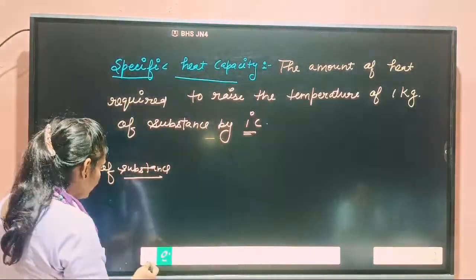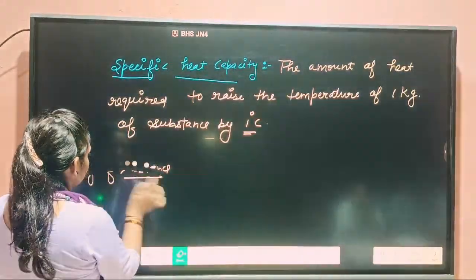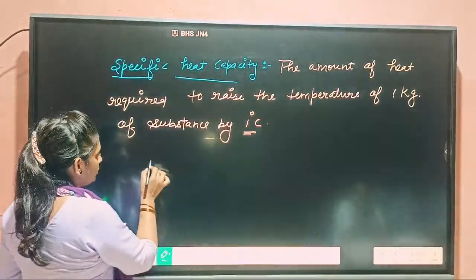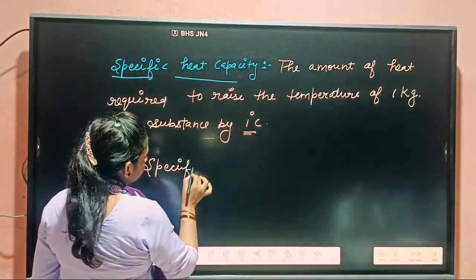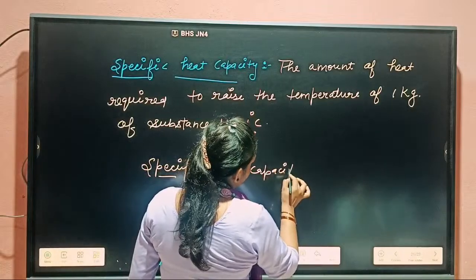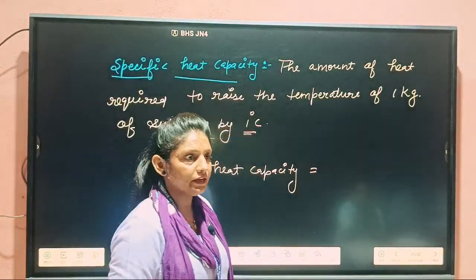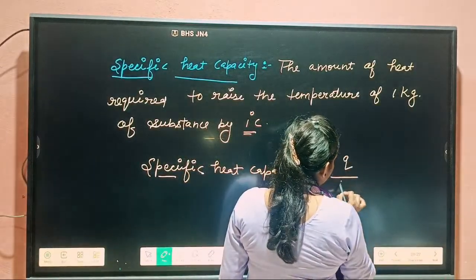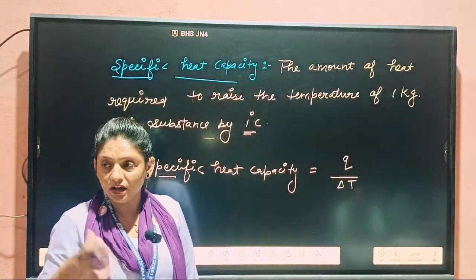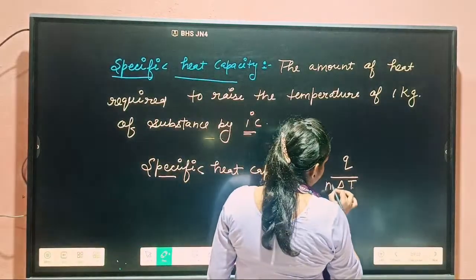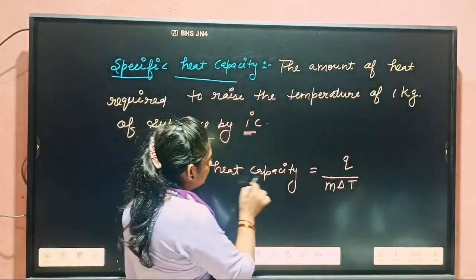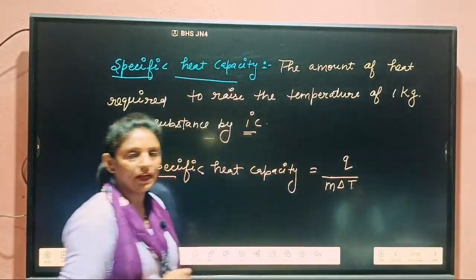Yes. So students, how can we write this? We can write specific heat capacity is equal to, what is heat capacity? It is Q by del T. Here we are fixing the mass, means some mass is also here. So Q by m del T. You know very well, mass will remain constant. So here specific heat capacity is Q by m del T.